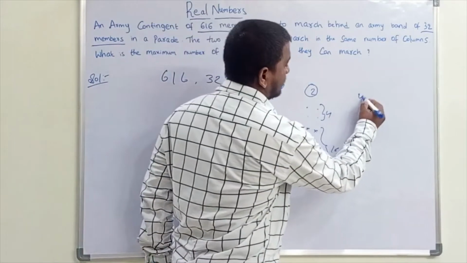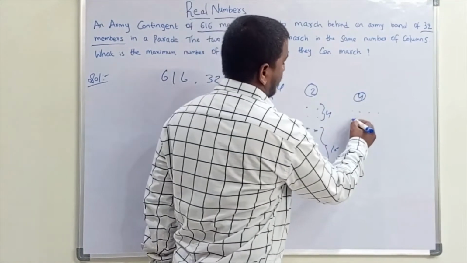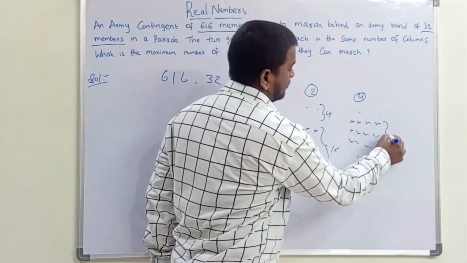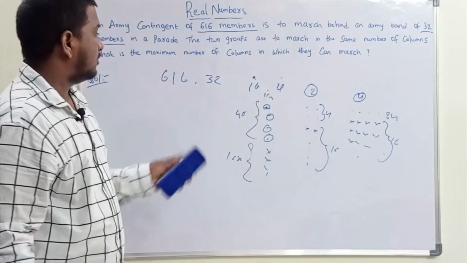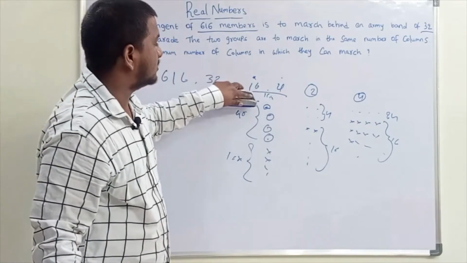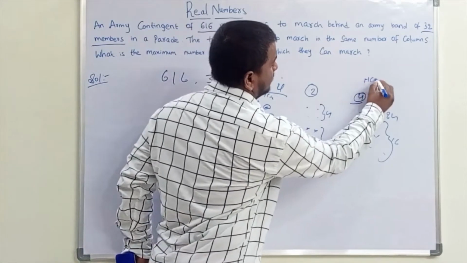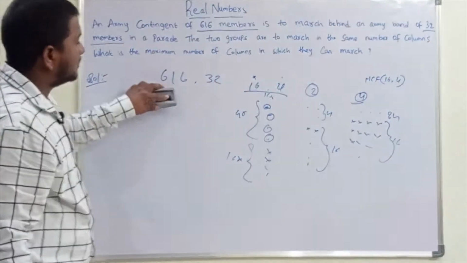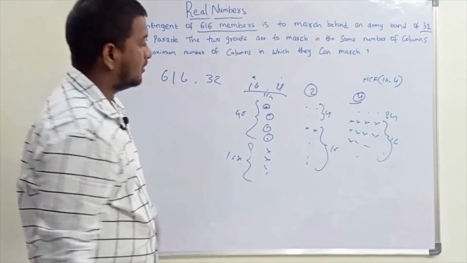This is also possible, right? All 4 members are in a single row, and the next is all 16 members. So here the maximum number of columns is 4. In a similar manner, how do we find it? We can directly find this by doing the HCF of 16 comma 4. 4 is nothing but the HCF of 16 and 4. So in a similar manner we can find the HCF of 616 and 32 also. That will give us the number.